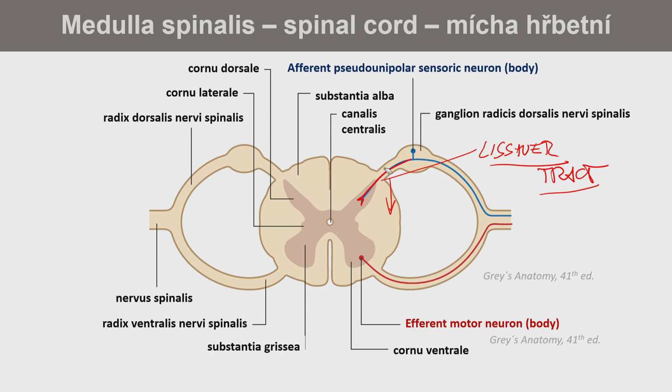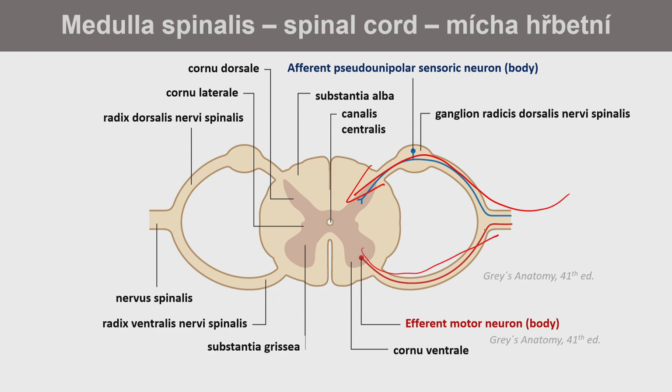So, important repetition. Dorsal root is information going into the spinal cord. Ventral root is going outside. Dorsally sensoric, ventrally motor fibers.